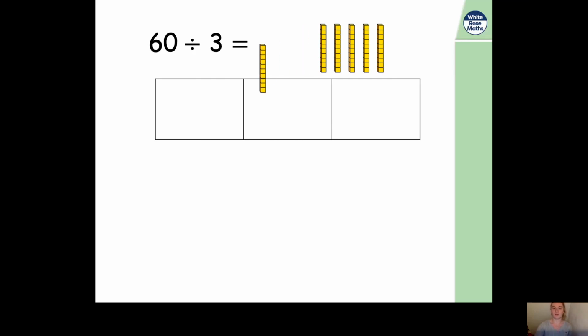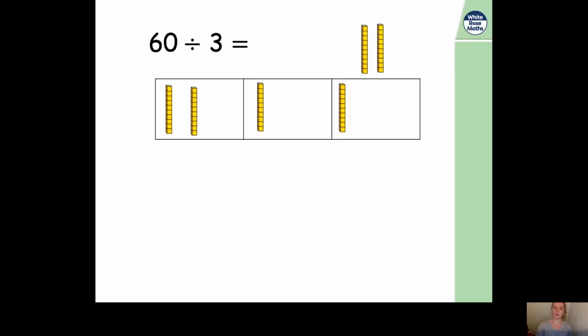Let's have a go. Let's put 1 in each, 1 in the second, 1 in the third, and then again, 1 in the first, 1 in the second, and 1 in the third. And we've run out of base 10 to add to the groups. Now, how many tens are in each group? Yes, that's right, there's 2. So that means there is 20 in each group. So 60 divided by 3 equals 20.